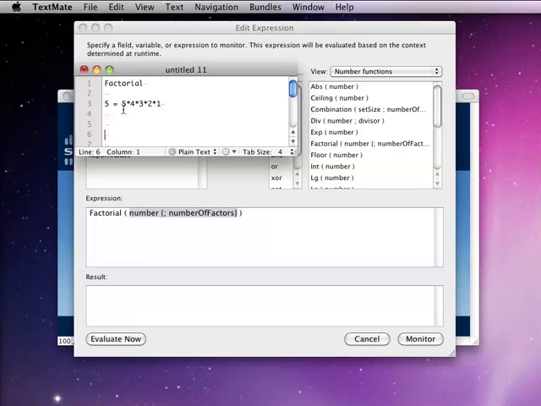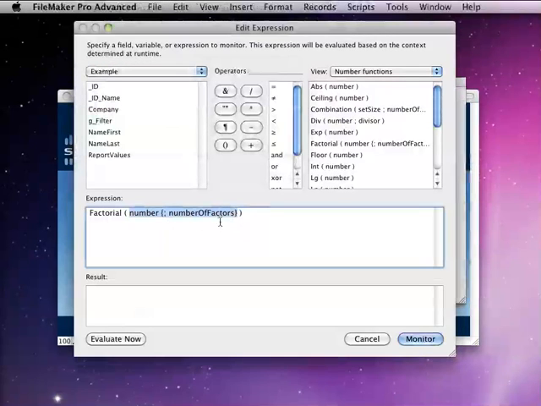So for example, 5, you'd do 5 times 4 times 3 times 2 times 1. For 3, it would be 3 times 2 times 1. For 10, 10 times 9 times 8 times 7 times 6 times 5 times 4 times 3 times 2 times 1. Okay? The factorial function allows you to add one more parameter.